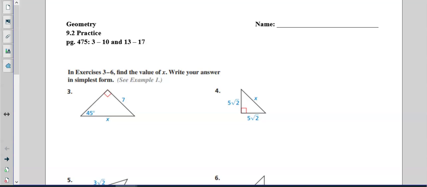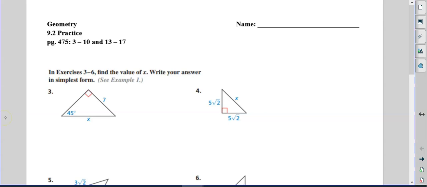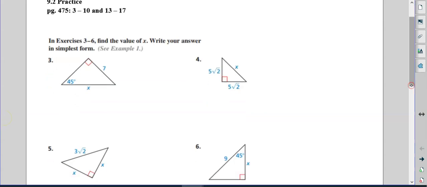All right, 9.2 homework practice, dealing with special right triangles. So right off the bat, number 3 you see is a 45 and a 90. That means this is a 45, 45, 90. So remember, always know where the hypotenuse is, okay? The legs are equal, so that's 7. And then all you do is multiply by radical 2. So you have 7 radical 2, and that's your answer.